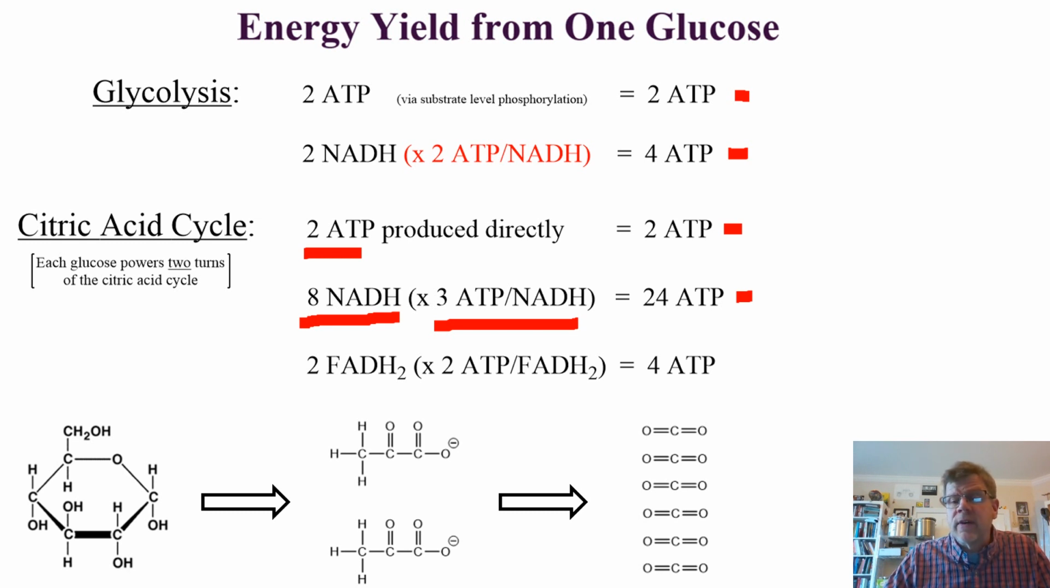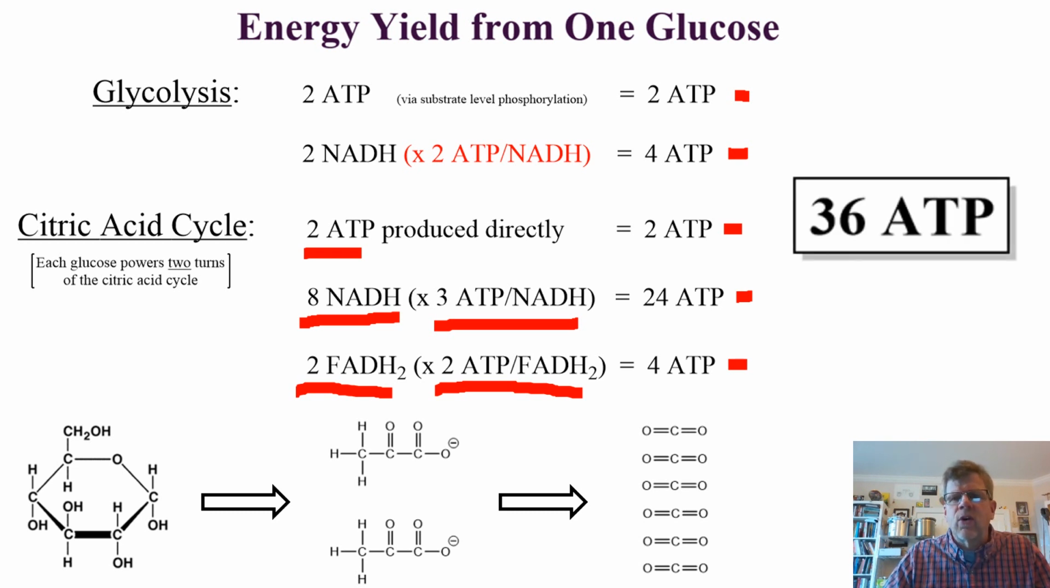Lastly, 1 turn of the citric acid cycle produces 1 FADH2. If each molecule of glucose powers 2 turns of the citric acid cycle, that's 2 FADH2 times 2 ATP per FADH2, total of 4 ATP. When we add all of these up, we find that per molecule of glucose, animal systems using those 2 energy production pathways can extract a total of 36 ATP per molecule of glucose.